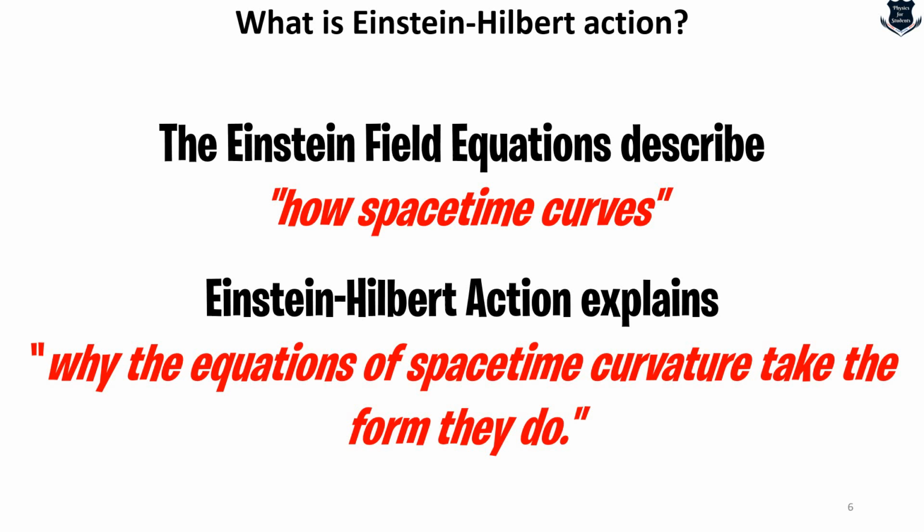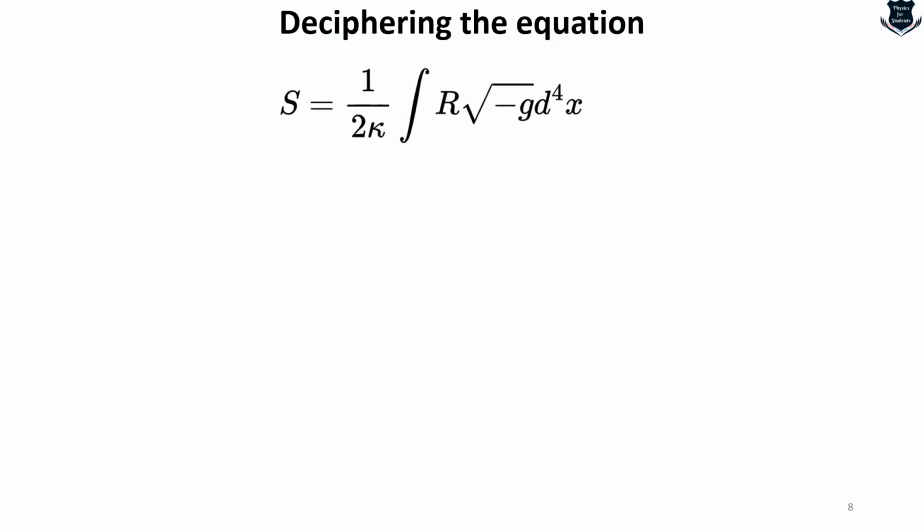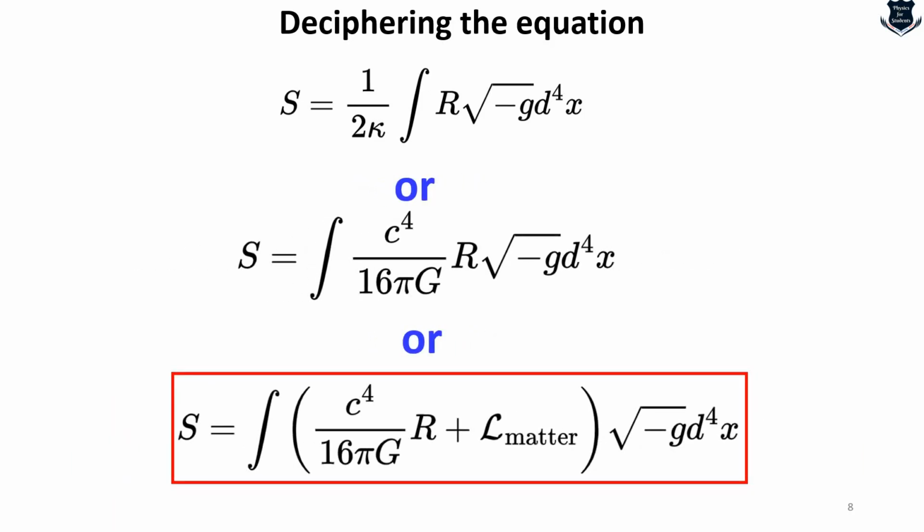Now we come to understanding the equation, which I call deciphering the equation. As you will see, this equation has different forms. Let us look into the next part of the video to see what the equation actually means. Now you will see that in Wikipedia, or when you go through the internet, it might look like this, or sometimes it is written as this, or sometimes as this. You see that in the first equation, the c^4 was omitted. In the second equation, there is a 16πG. And in the third equation, there is both a 16πG and a matter Lagrangian, and so on.